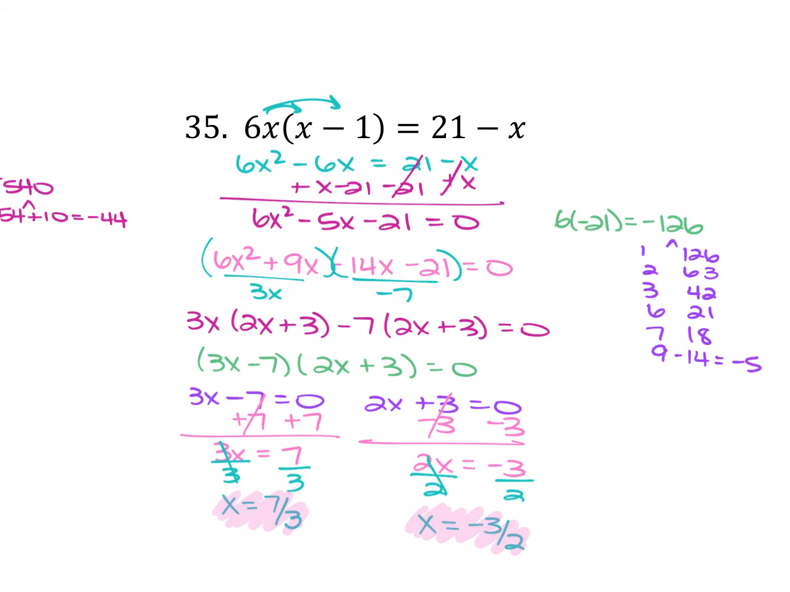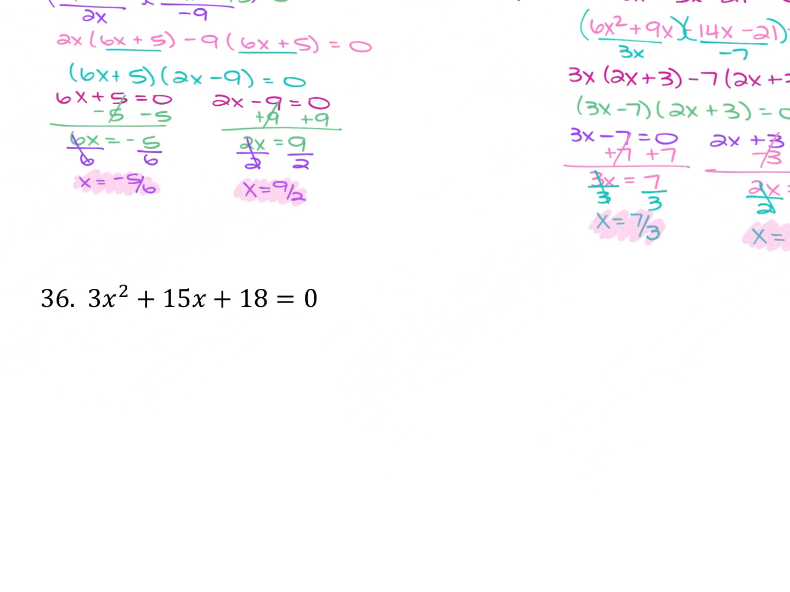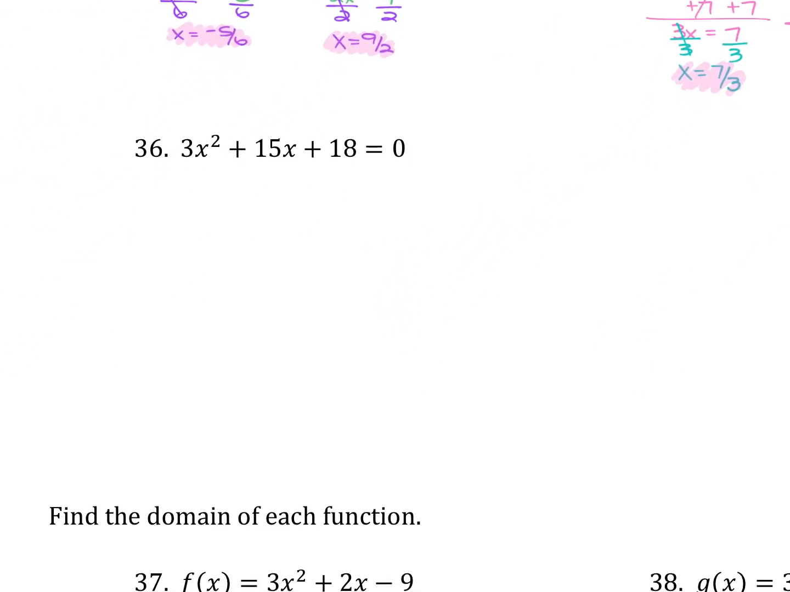For your next question, you have 3x squared plus 15x plus 18 is equal to 0. For this one, all of your terms are on the same side of your equal sign. It is equal to 0, and you can factor out a greatest common factor, which is 3. So you're going to start this one by factoring out a 3. This is going to leave you with 3 times x squared plus 5x plus 6 is equal to 0.